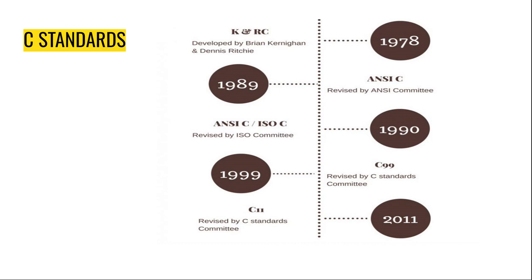Rapid growth of C led to the development of different versions of the language that were similar but often incompatible. To ensure that C language remains standard, in 1983, ANSI, that is American National Standards Institute, appointed a technical committee to define a standard for C. And the committee approved a version of C known as ANSI C in 1989. Later in 1990, it was approved by ISO, the International Organization for Standardization.